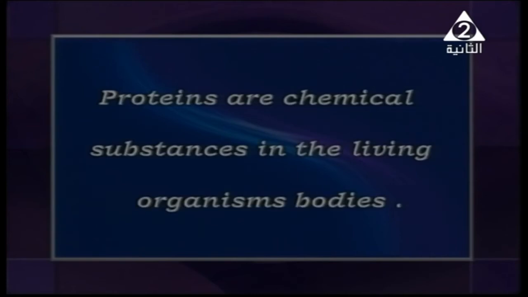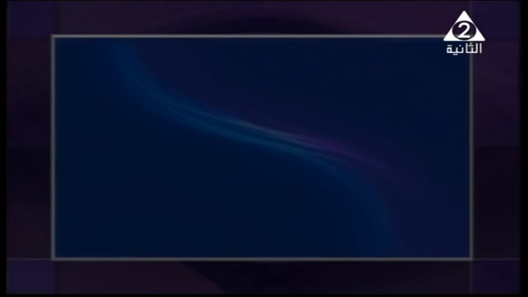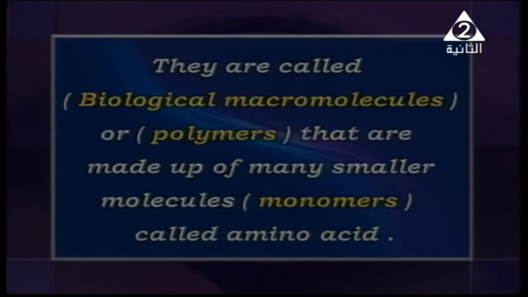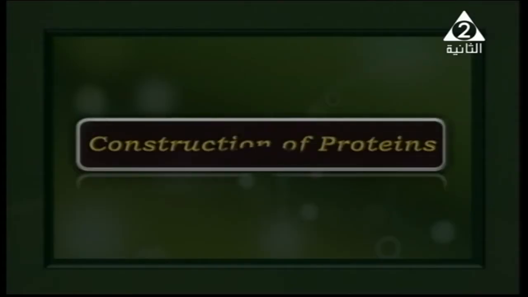From secondary 1, proteins are chemical substances in the living organisms' bodies. So the proteins exist inside our bodies, and they have another name. They are called biological macromolecules or polymers. Polymers means that they are made up of many smaller molecules called monomers, and in the case of protein, the monomer is amino acid. And we are going to know now the structure of proteins.